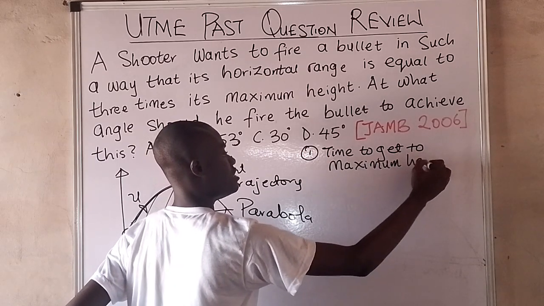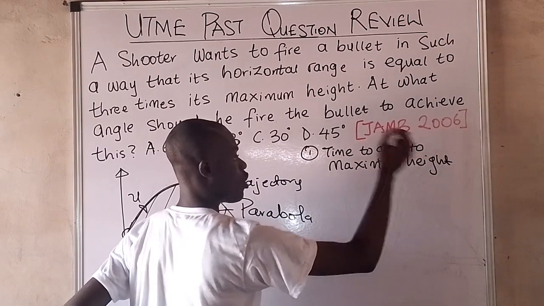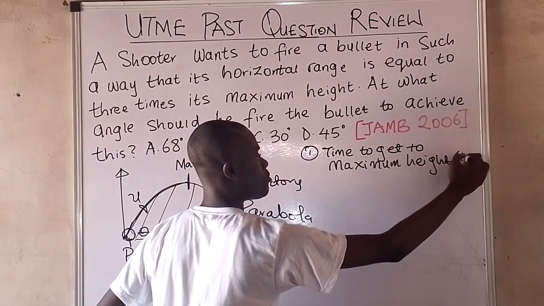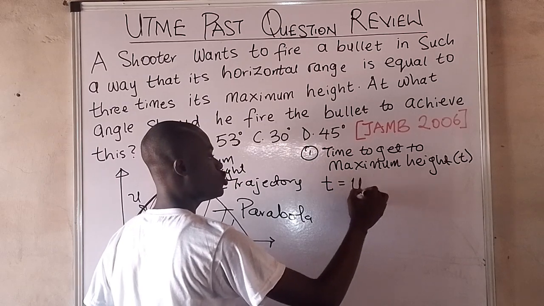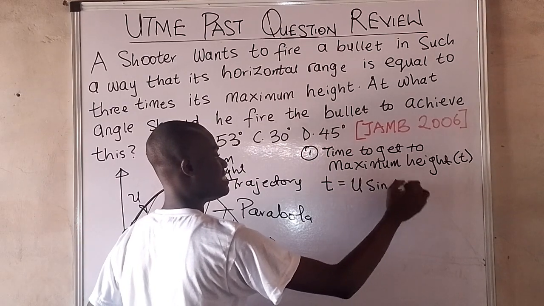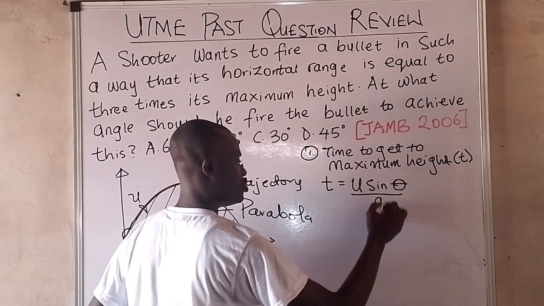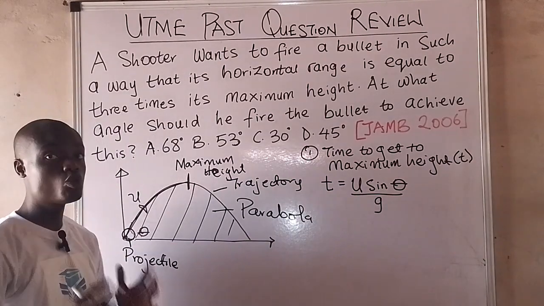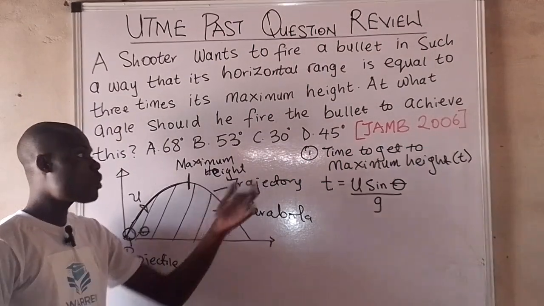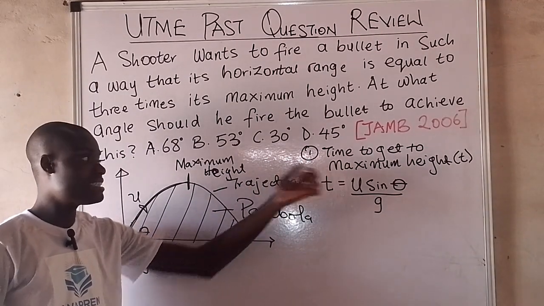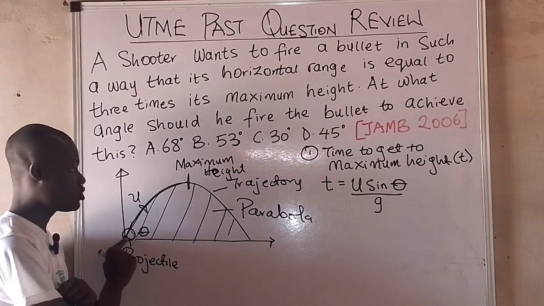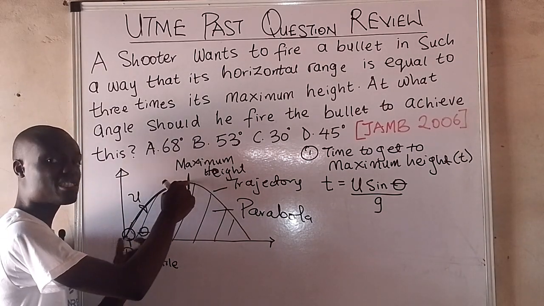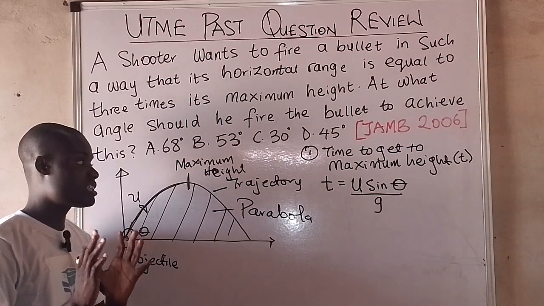So our first formula, number one, is the time to get to maximum height. It is represented with small t, and the formula for calculating it is t equals u sine theta over g. In your exam, particularly WAEC, you could be asked: what is time to get to maximum height? It is the time it takes the body to leave the point of projection to get to the maximum height.